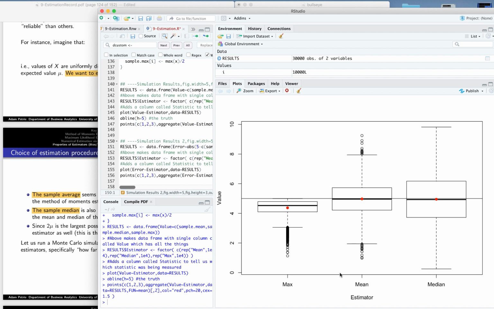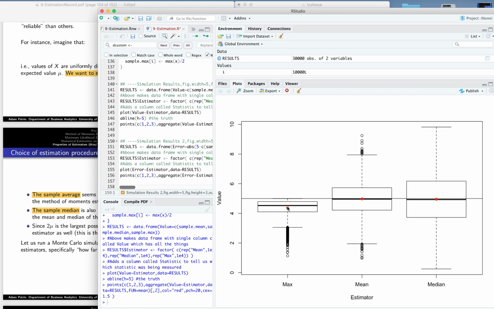Notice that the max estimator, taking the max and dividing it by 2, yields a biased estimate. The average value here is actually substantially lower than the truth at 5. And that makes sense. The maximum value is never going to get bigger than 10. 10's the largest value by definition in the simulation. And so the maximum value is always going to be a little bit less than 10. So the max over 2 is going to be a little bit less than 5 as well. So on average, yes, the max over 2 estimator comes out a little bit below our target, a 5 in this case, the truth.